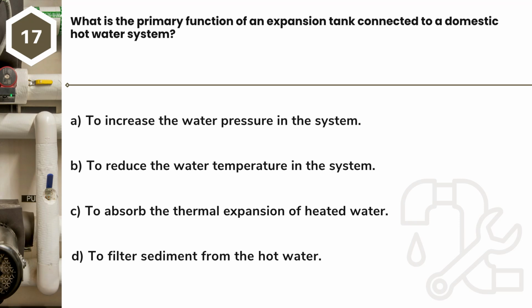Question 17. What is the primary function of an expansion tank connected to a domestic hot water system? A. To increase the water pressure in the system. B. To reduce the water temperature in the system. C. To absorb the thermal expansion of heated water. D. To filter sediment from the hot water.